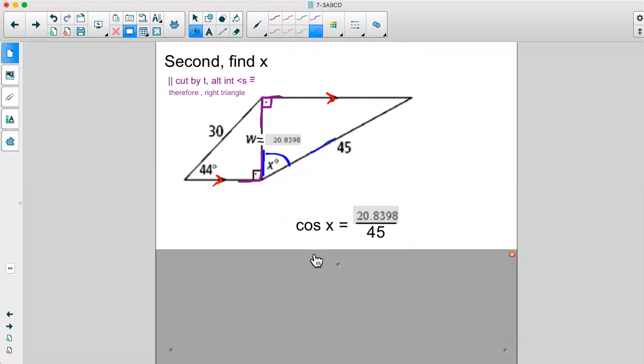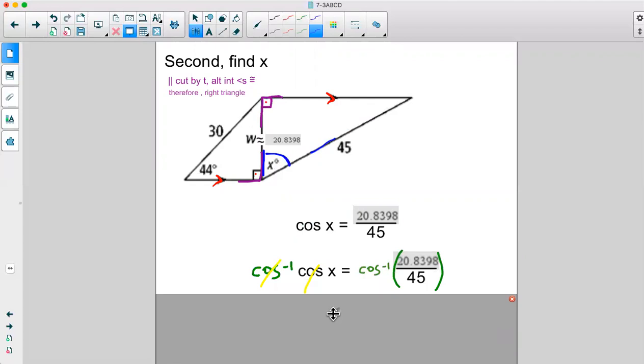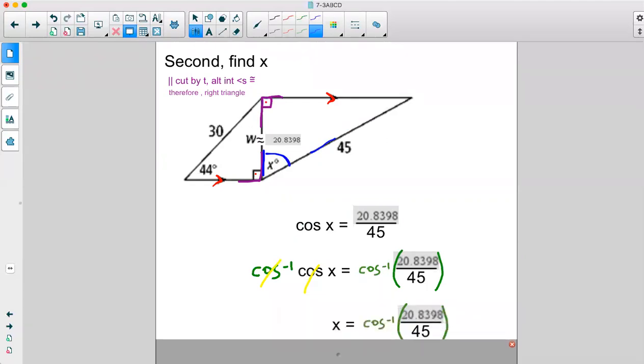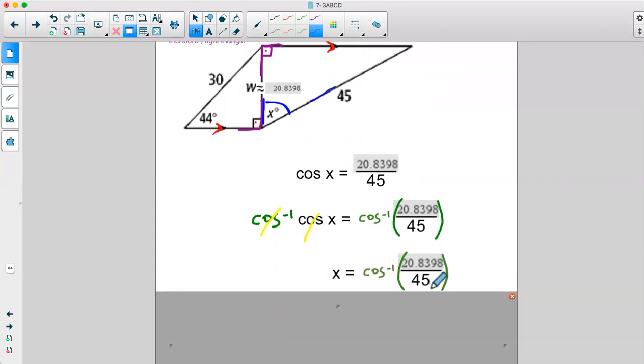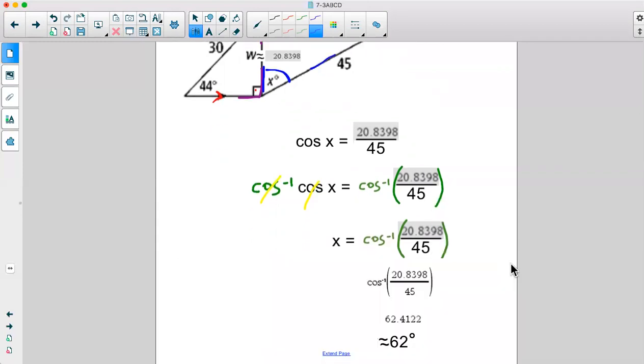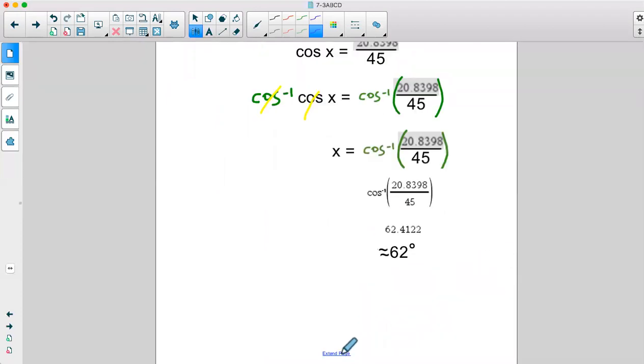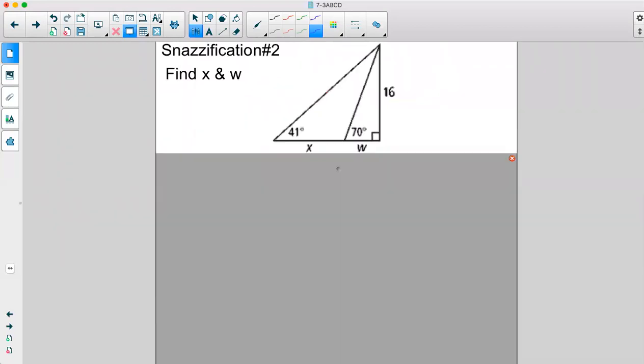the hypotenuse, 45. Now, this time we're missing the angle, so we have to do inverse cosine to both sides in order to do our correct inverse operation. Inverse cosine undoes cosine, out pops x, and you use your calculator to find the missing angle. And so x will be approximately 62 degrees, rounding to the nearest whole degree.